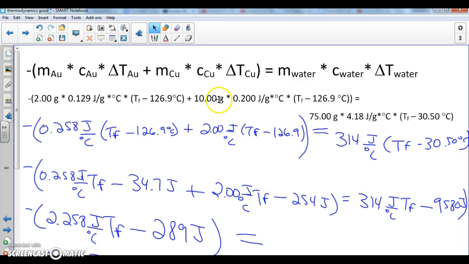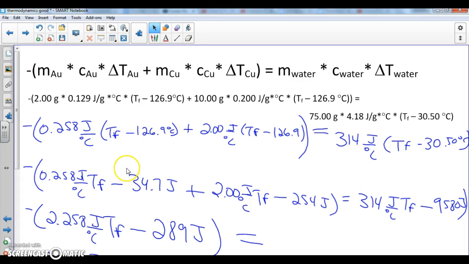Why did the grams go away? Well, look what happens. When I multiply here, grams will cancel. Likewise, grams will cancel there. Alright, I did the same thing on the other side. I took 75 grams times 4.10 joules per gram degree Celsius. I got 314 joules per degree Celsius. Again, what did I do? This first step, all I did was multiply these two numbers, bring it down. Multiply these two numbers, bring it down. And multiply those two numbers and bring it down.